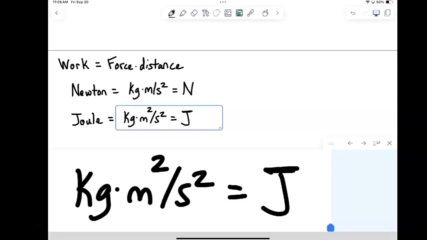And there are similar work units in the English system. There you're dealing with pounds and foot-pounds.